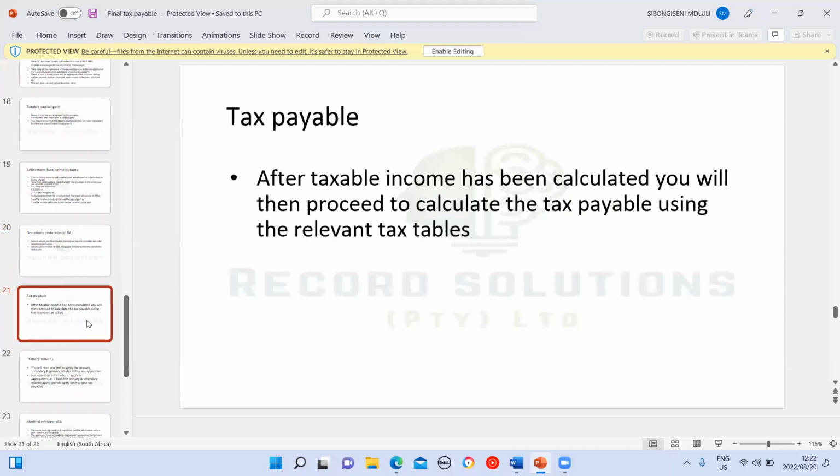Now, moving on to the tax payable. After taxable income has been calculated, you will then proceed to calculate the tax payable using the relevant tax tables. And I assume that this will obviously be given to you in the test. So that will be an easy calculation, which you only have to worry about.